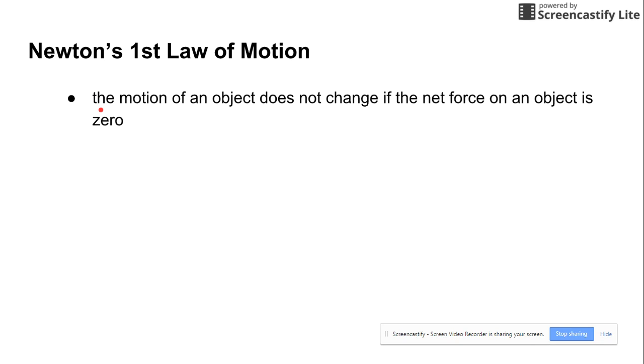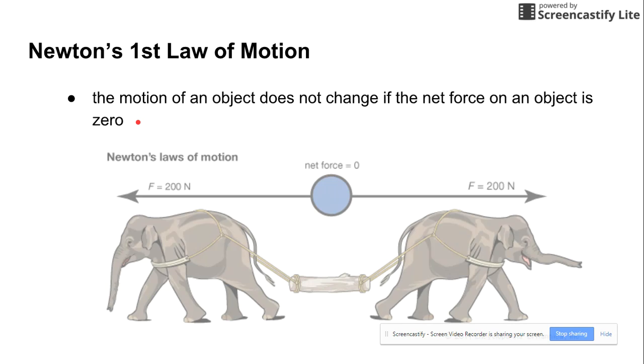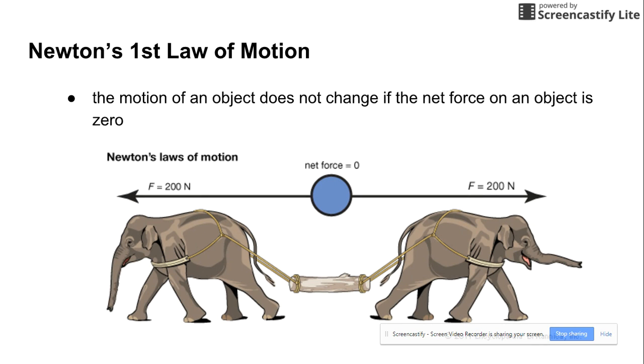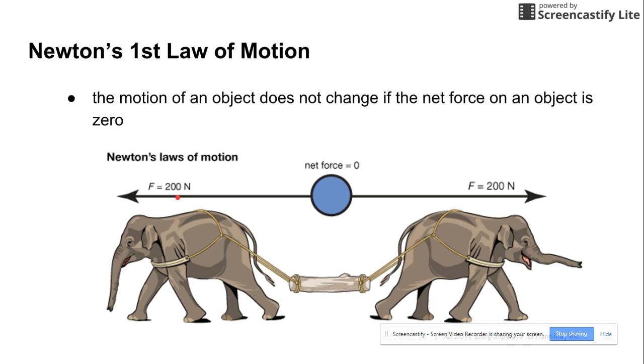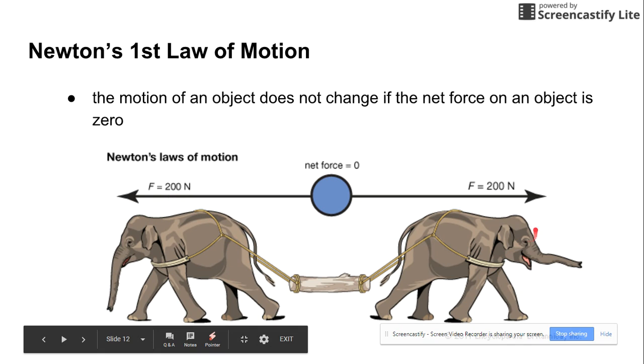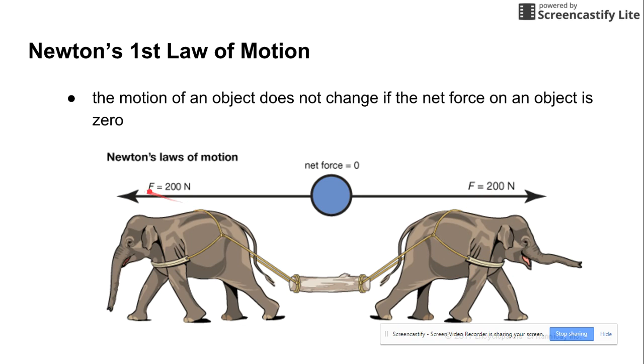Now, Newton's first law is the motion of an object does not change if the net force on an object is 0. We've been talking about net force for about 2 days now, okay? So let's go ahead and look at this picture. We have 2 elephants, one on this side. He is pulling with a net force of 200. See that right there? And this elephant on the other side, he's pulling the opposite direction with a net force of 200. Now, if they both are pulling with the exact same amount of net force, those cancel each other out, and we get 0.